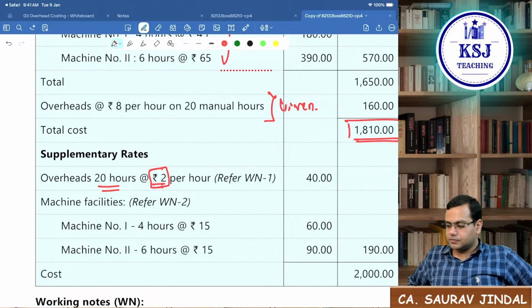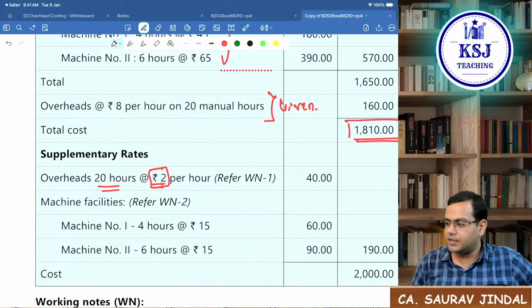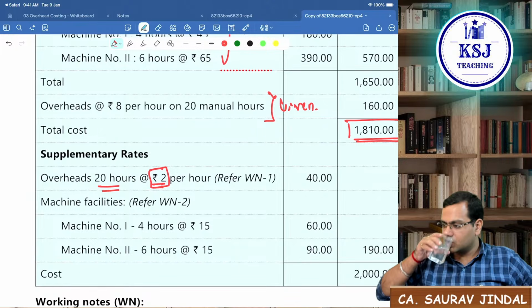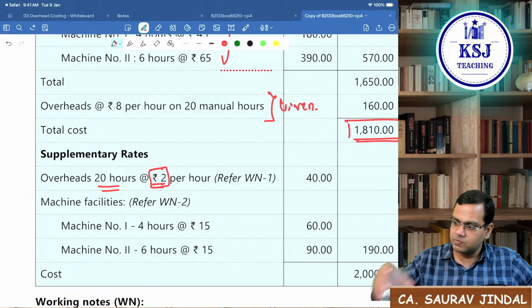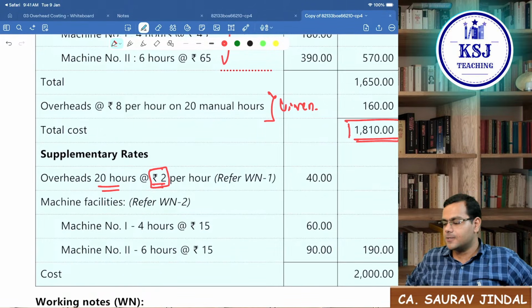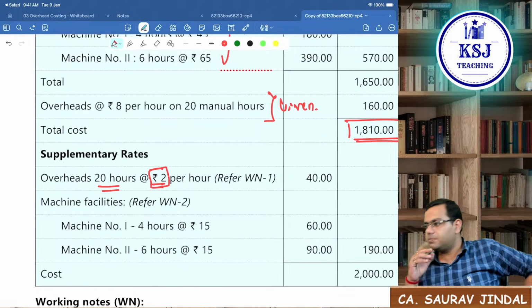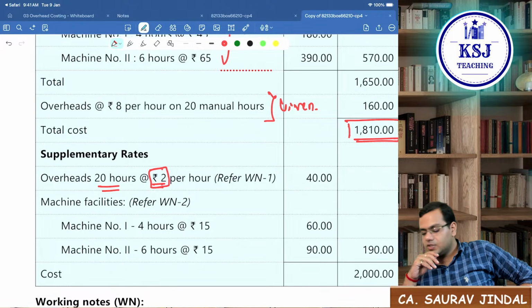Yes. I want to know if you have any doubts up till this particular part. Yes guys, please let me know if you have any doubts on this part so that we can proceed.